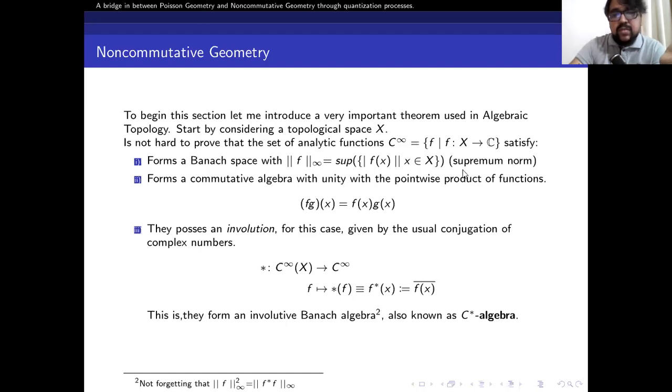That it forms a Banach space with the supremum norm. It forms a commutative algebra using the point-wise product, and it possesses an involution, which in this case is given by the usual conjugation of complex numbers. These properties show that this actually forms an involutive Banach algebra, also known as star algebra. So let's pay attention to what just happened here. We started with a topological space, and we ended with a star algebra. So we started with topological properties and ended with algebraic properties.